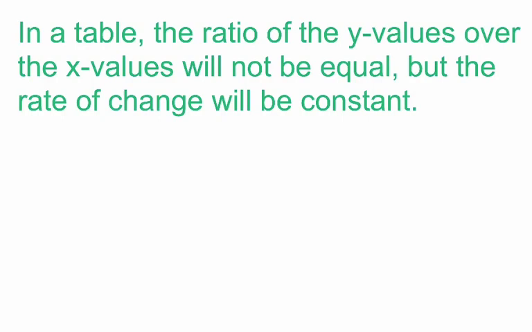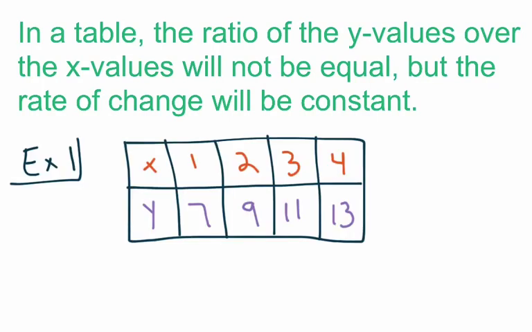And so for our first example, I want to show you a table that does not have a constant of proportionality, but it's still a linear relationship, meaning that it's going to have a constant rate of change. We have a table with x values of 1, 2, 3, and 4, and y values of 7, 9, 11, and 13. What I want to do again is look at the constant of proportionality to determine that that is not a consistent value, but then also look at the rate of change to make sure that that is a consistent value.